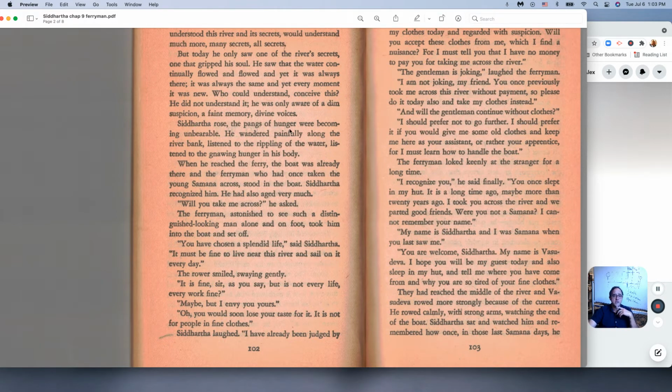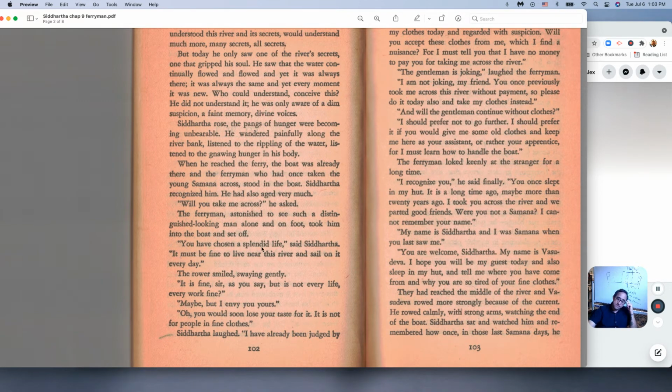Siddhartha rose. The pangs of hunger were becoming unbearable. He wandered painfully along the riverbank, listening to the rippling of the water, listening to the gnawing hunger in his body. When he reached the ferry, the boat was already there, and the ferryman, who had once taken the young samana across, stood in the boat. Siddhartha recognized him. He also had aged very much. "Will you take me across?" he asked. The ferryman, astonished to see a distinguished-looking man alone and on foot, took him on the boat and set off. Have we forgotten that Siddhartha is dressed in a rich person's clothes, right? He even has perfume on him.